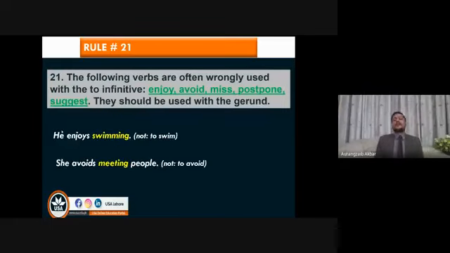Then we have discussed that there are a few verbs like enjoy, miss, postpone, suggest. They always take a gerund after them. They are always followed by a gerund rather than an infinitive. So whenever we are going to use these verbs, there should be a gerund after them rather than the infinitive, like he enjoys swimming, she avoids meeting the people, etc.